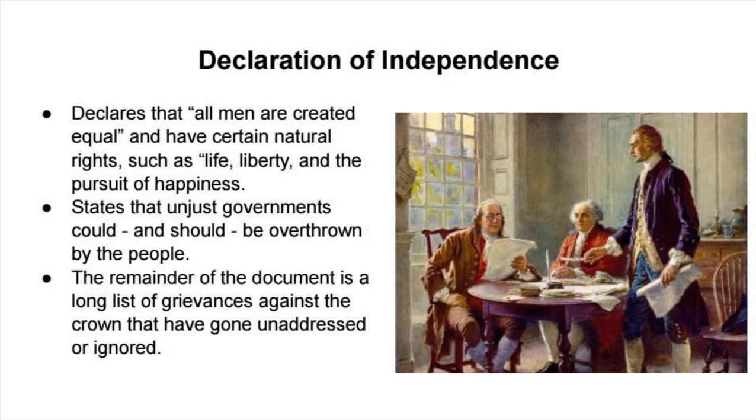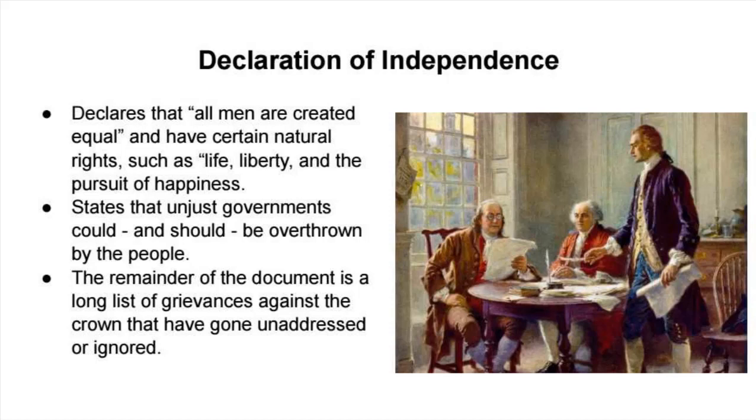Even more convinced that they are past the point of no return, the Second Continental Congress agree unanimously on the Declaration of Independence. This declares things that we now know as famous phrases like, all men are created equal, and that they have certain natural rights, or as they're worded in the Declaration by Thomas Jefferson, inalienable rights, such as life, liberty, and the pursuit of happiness.